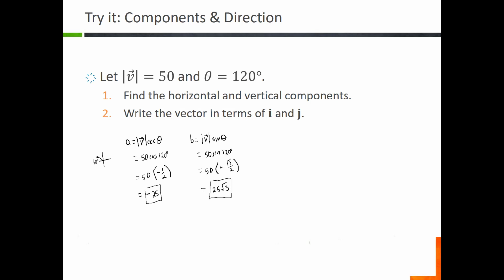We could write this in component form, but for this example, I just wanted to write it in ij form. So vector v is going to equal negative 25i plus 25 root 3j. And that would be our vector in ij format.